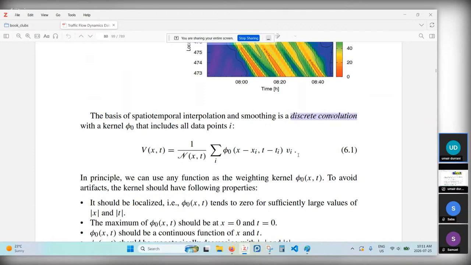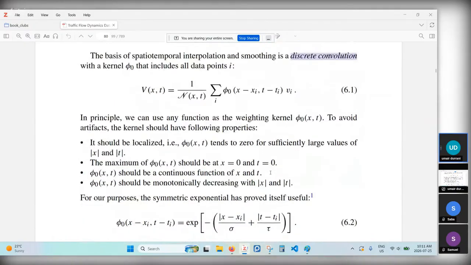We multiply it with a kernel, which is essentially weighting this speed. So how do we appropriately weight the speed? What should be the function of this kernel, phi naught? For that, we have these requirements. One requirement is that it should be localized, which means that if we are closer to a detector, we give it more weightage because that is where we are getting the ground truth about the speeds. But what we don't know is what is happening between two detectors. That is what we are interested in.